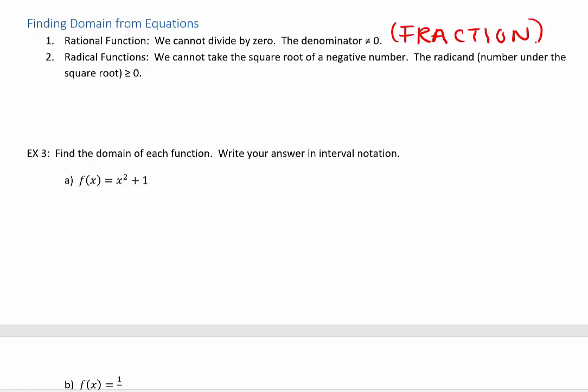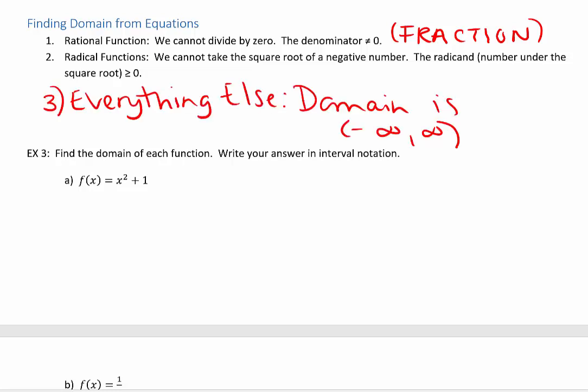If you have a radical function, something with a square root, the rule is we can't take the square root of a negative number, so we take the thing inside the square root, set it bigger than or equal to 0. These are really the only two restrictions we're going to have in this class. So I'm going to add a third case. Basically, everything else we see in this class is going to have a domain that is all real numbers. So let's do some examples.